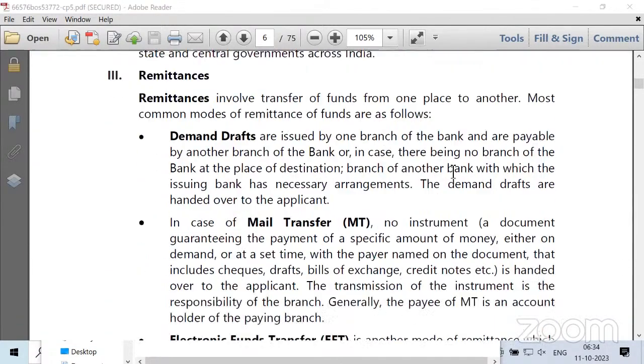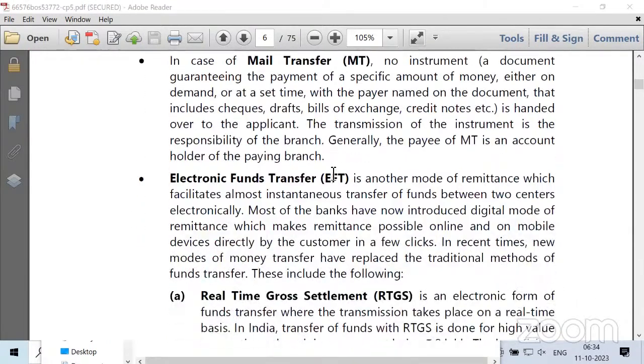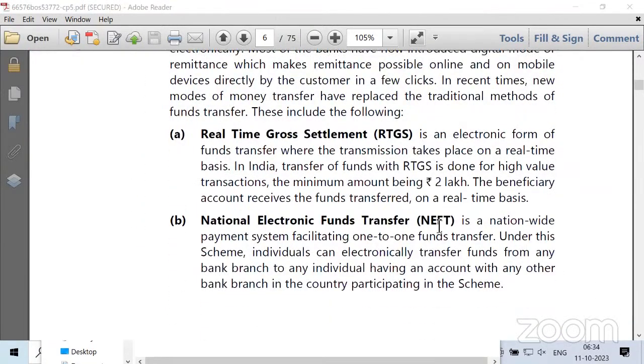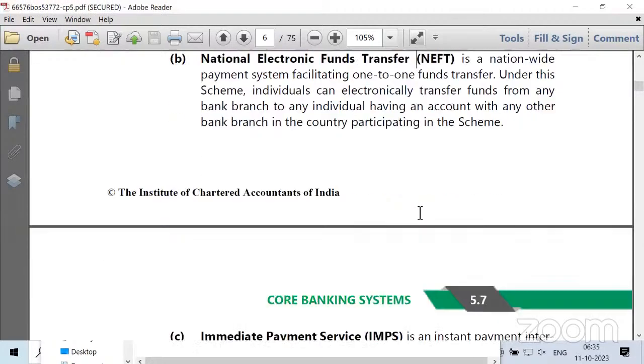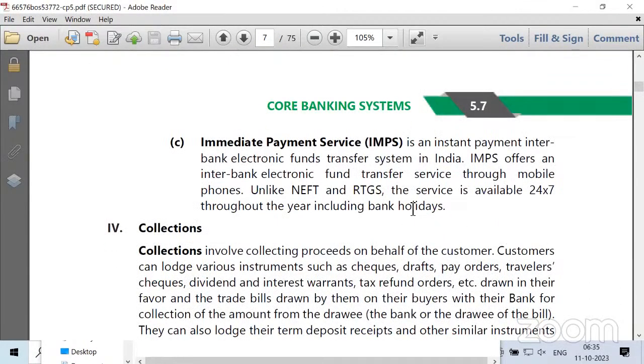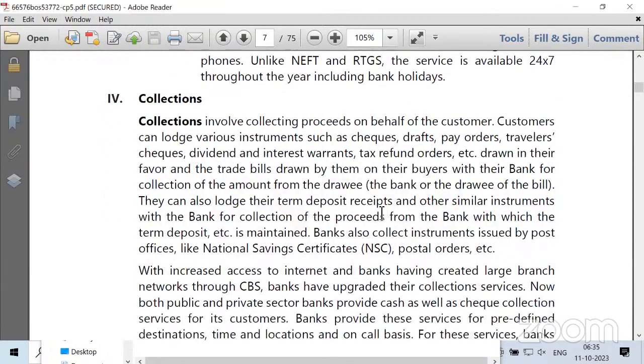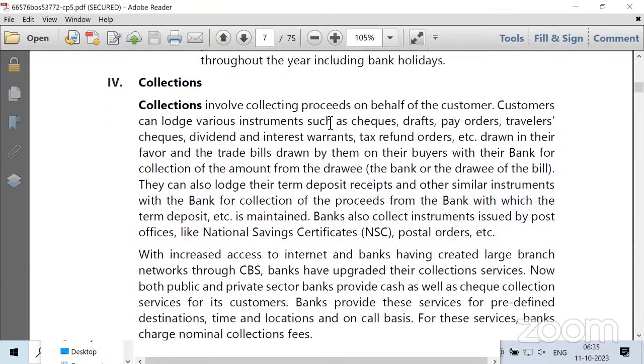So what are advances, remittance, demand drafts, mail transfer, electronic funds transfer, RTGS, NEFT. RTGS means you have to remember the amount being more than 2 lakhs, whereas NEFT means it is lesser than 2 lakhs. Immediate payment service, all of us are using UPI services. We know all these things. Collection means whatever cheque or draft or pay order is deposited by the customers in the bank, it will be collected from the respective person. Say, for example, here the tax refund order given.